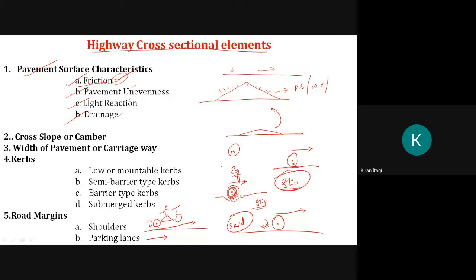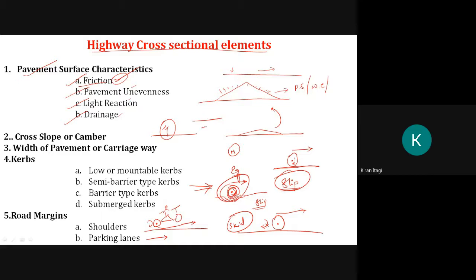So therefore there should be a minimum friction between the road and the tire such that the vehicle will move in a forward direction, such that the friction should not be more. If the friction is more, it means the efficiency or the mileage of the vehicle will be less. And also the friction should not be less.